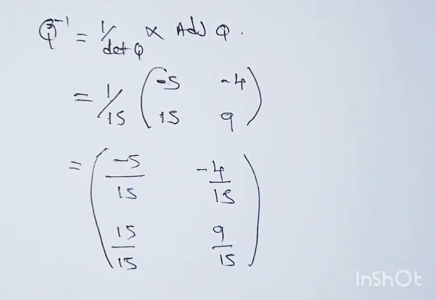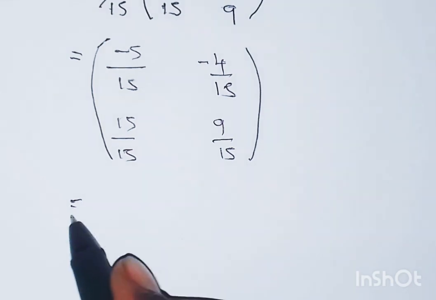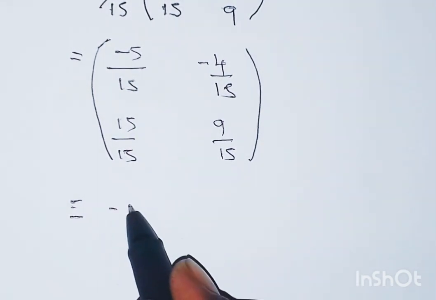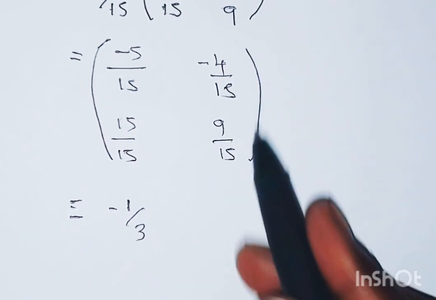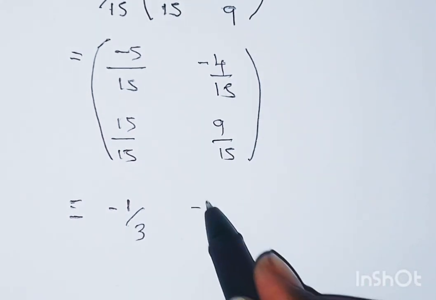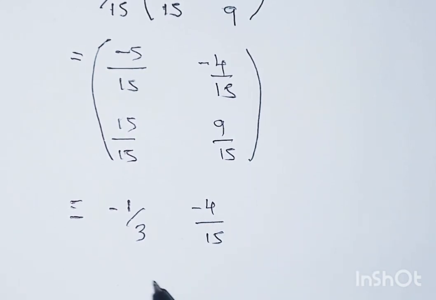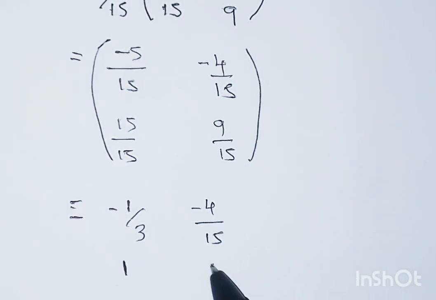So we can come up with our final answer. This will give us negative 1 over 3. Then there we will have the same negative 4 over 15, because that one can't be simplified. Here we are going to have a 1, and there it can be simplified, which will give 3 over 5 as our inverse.